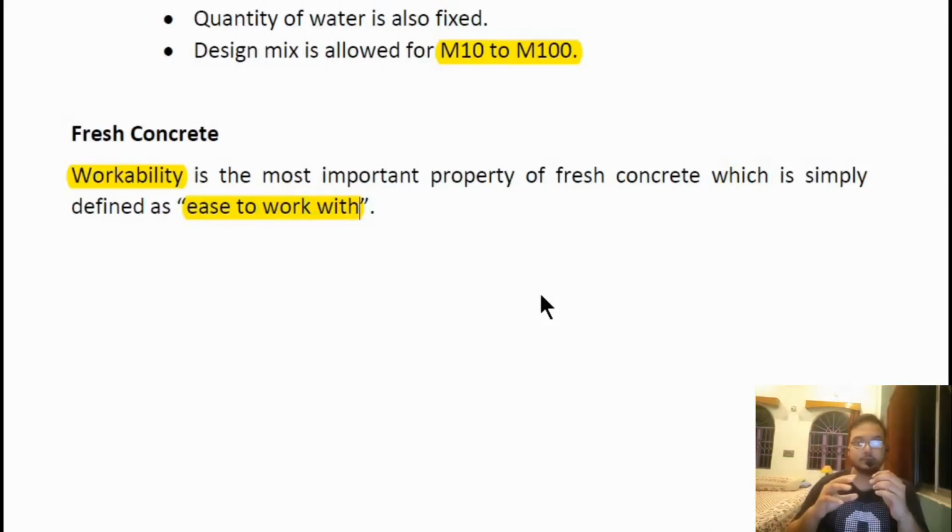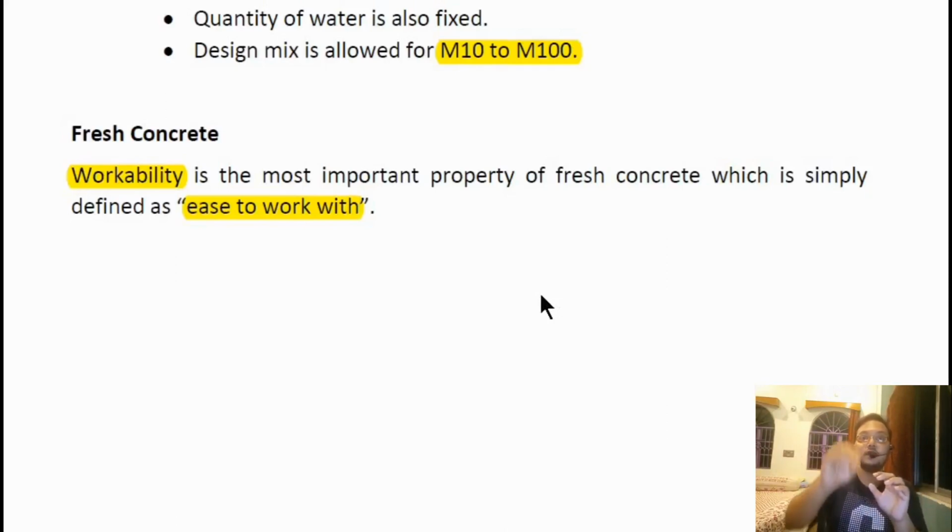Suppose you are making a mix of cement, fine aggregate, coarse aggregate and water, or admixture if present, and the concrete should be easy to mix. The person who is mixing the concrete should be able to mix it easily, and shouldn't face any difficulty while mixing it. If he is easily able to mix that concrete, the constituents will be distributed in an even, proper way. The constituents, that is the cement, the aggregates and the water, will be properly distributed in the whole concrete.